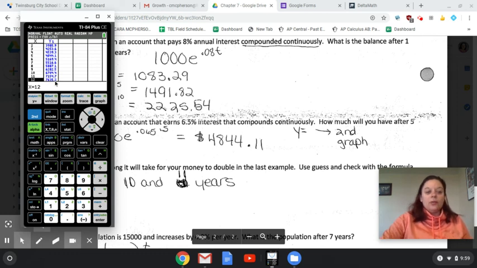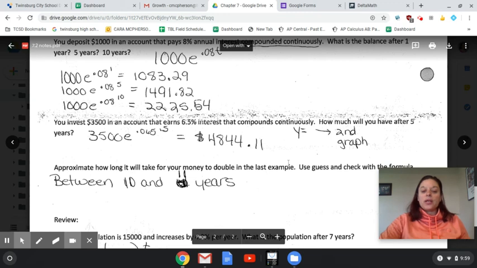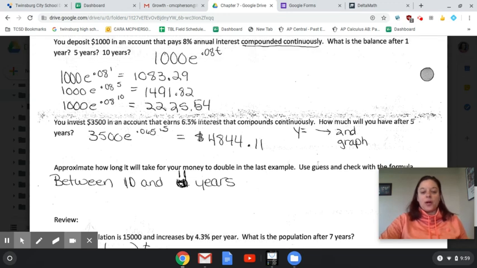So even though I can't get exact with this, I know for sure that sometime between having my money in for 10 years and 11 years, I'm going to double my money. So your table is a great way to make predictions based on the given information. Last thing, I just want to compare the two techniques because I am going to ask you some questions about the old technique as well.